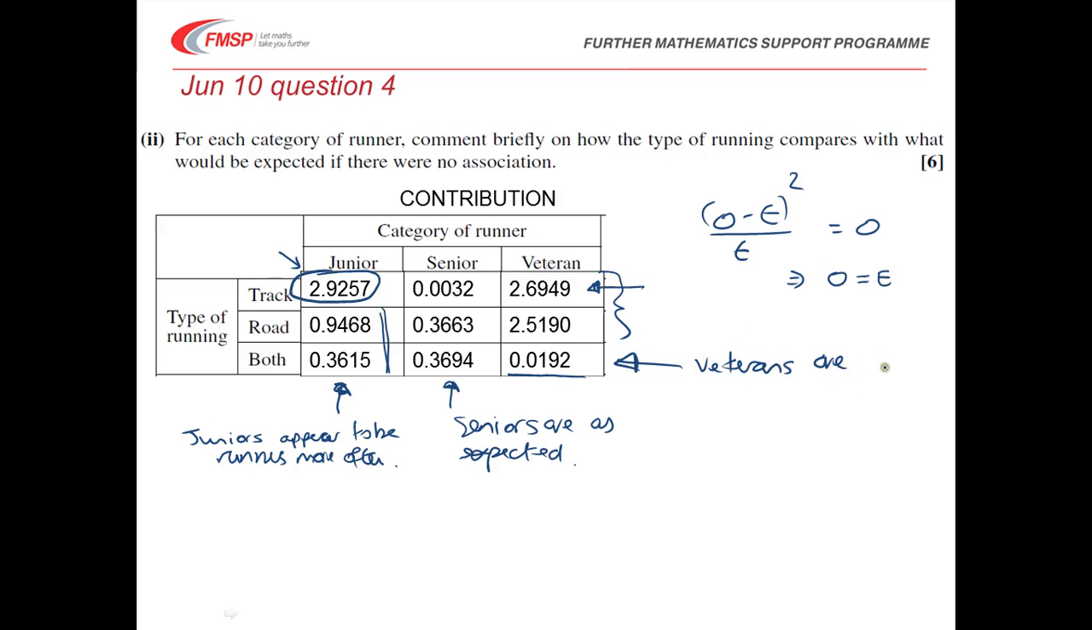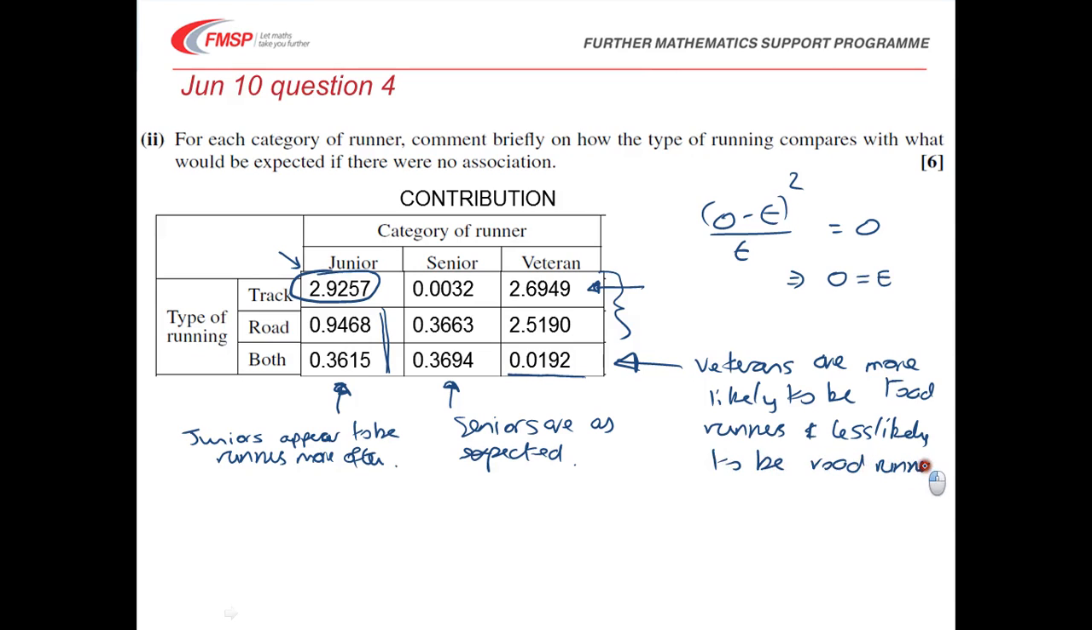So here, veterans are more likely to be roadrunners, sorry, and less likely to be track runners. Okay, this is pretty much as expected, so I'm not so really worried about that.